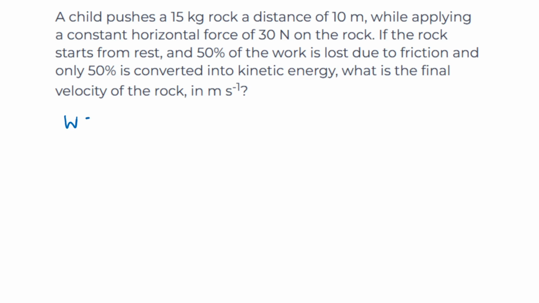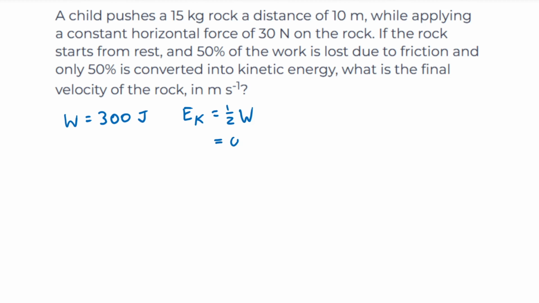Again, we know that work is equal to 300 joules because the numbers haven't changed. But this time, kinetic energy is only equal to half of work. So EK will equal 0.5 times work, which is 0.5 times 300. So EK is equal to 150 joules. We want to find the final velocity of the rock. V equals question mark in meters per second.